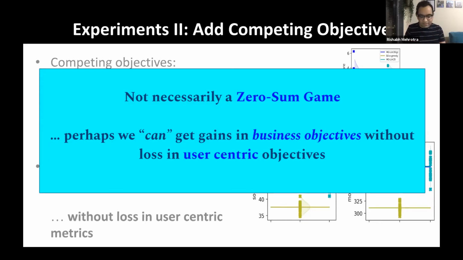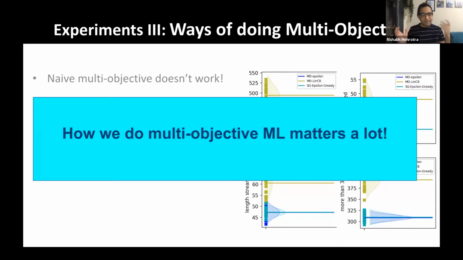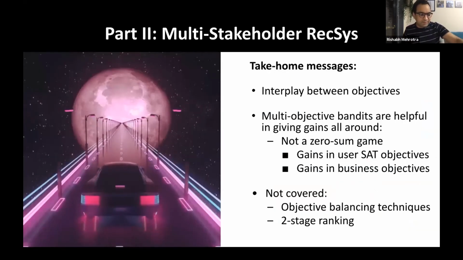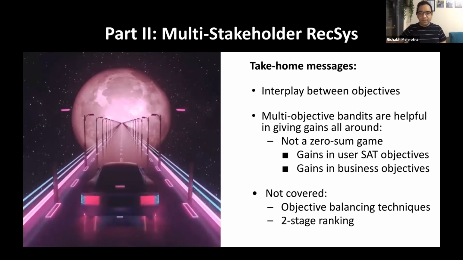Of course, all these caveats apply. But again, it was a very good result, which motivated a lot of internal projects around doing it in a coordinated fashion, benefiting users, benefiting artists, and so on. And finally, we tried out some variants of multi-objective models. It's not a given, nothing fancy here, just that how you do it matters a lot. Not just any multi-objective model will give you the gains which we are seeing. So that's the end of the second part, and I think we're doing good on time.